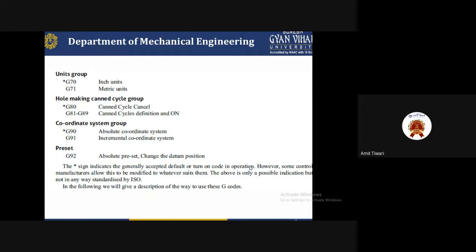Now whether we use the absolute coordinate or the incremental coordinate is decided as per the requirement for the further movement. It is generally accepted by default for turning or chuck operation. So these are the reasons. That's why we can say it is a very popular type of technique, and now there is the coding for this.